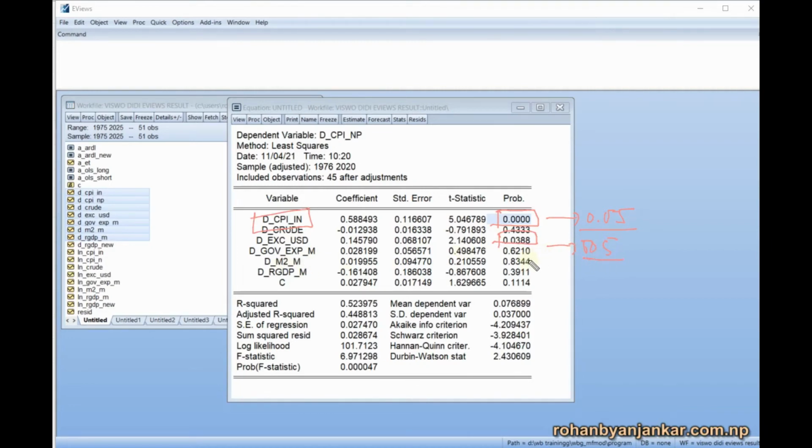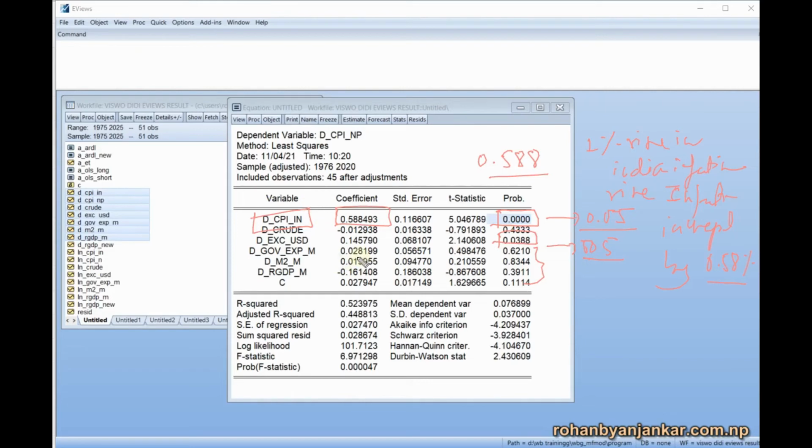And the third, no, any variables are significant in our case. So let's check the coefficient of DCPI-IN. It's 0.588. It means that a 1% rise in Indian inflation raises inflation in Nepal by 0.58%. This means that about 50% or more of the inflation in India is carried to Nepal.